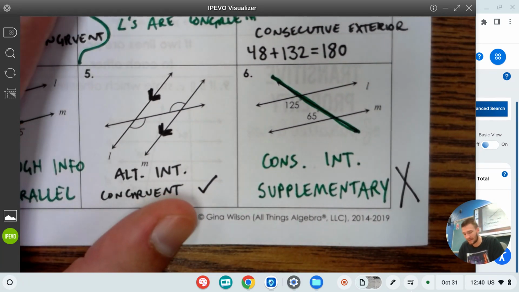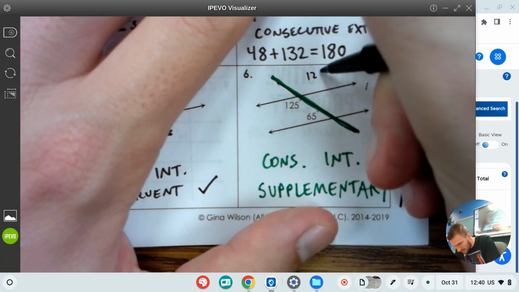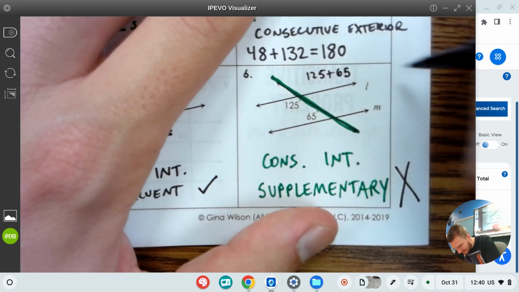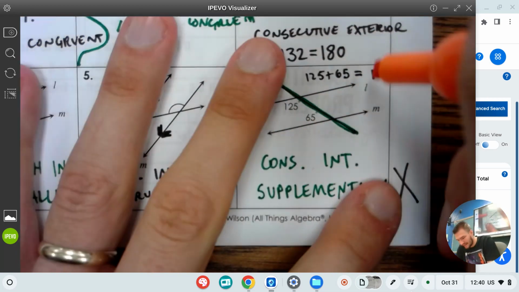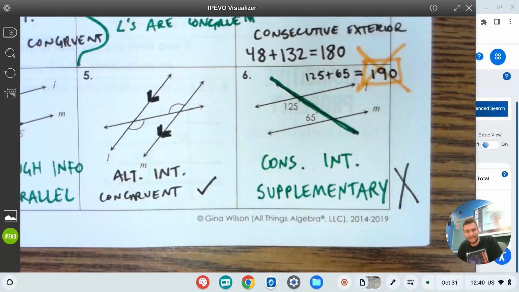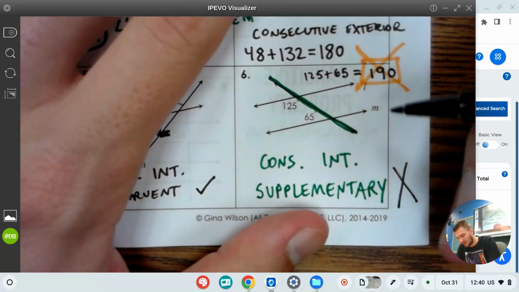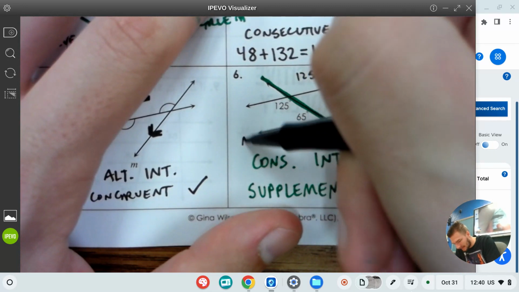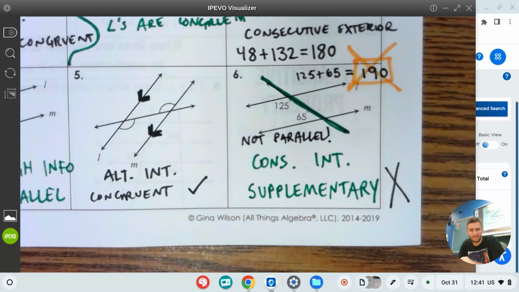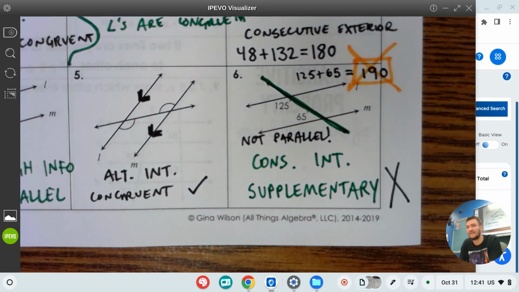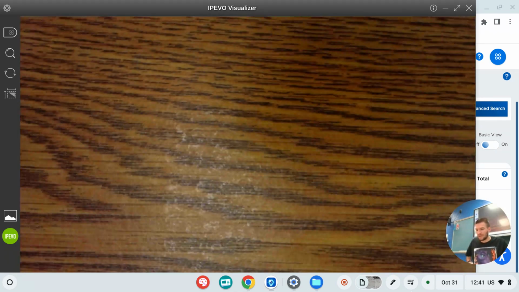If you think about it, what is 125 plus 65? It is 190. And that is a problem. These are not parallel. So not every question is a guarantee that they're going to be parallel. You got to look at what you got, look at what they should be, and make sure that's what's going on. Now, we're not going to do every question on the back.